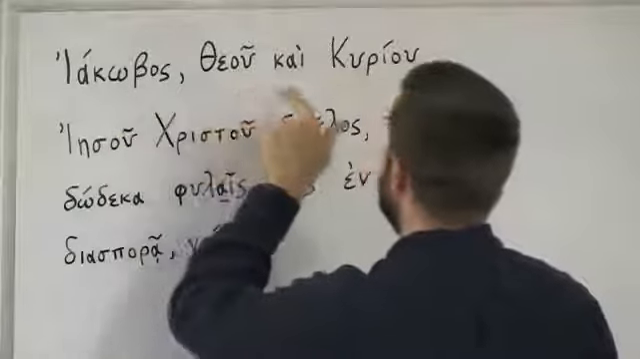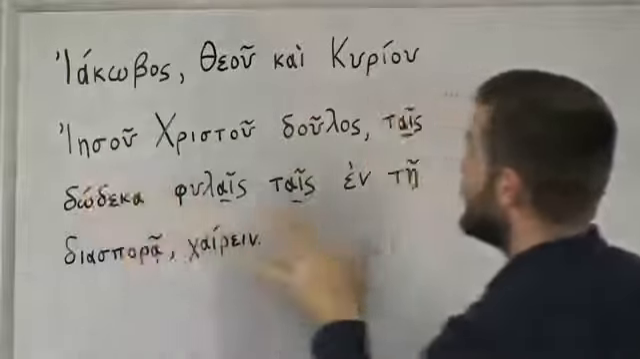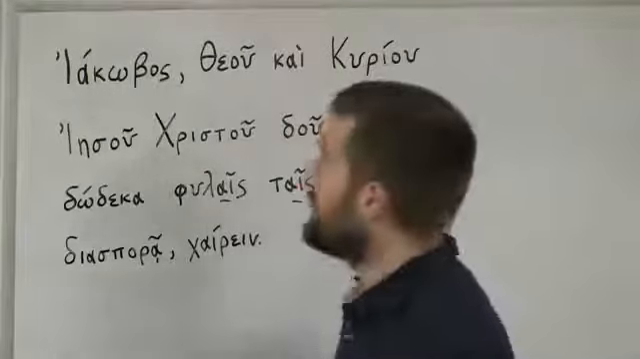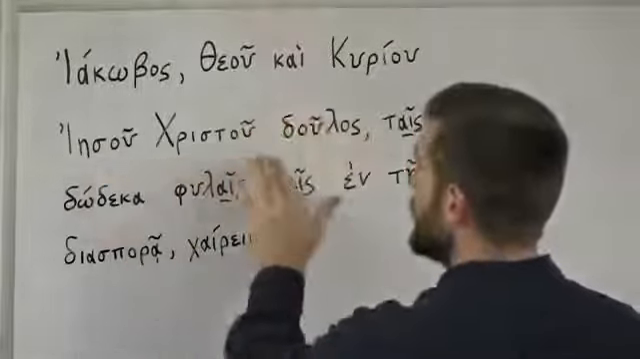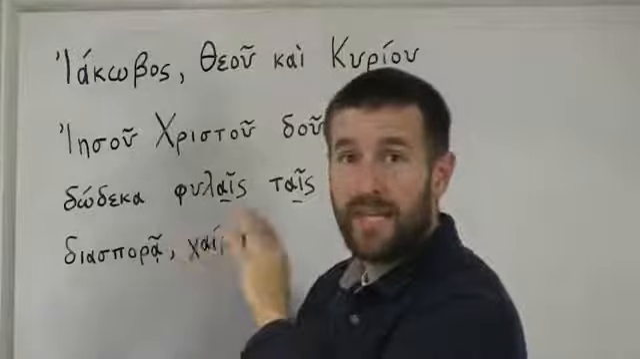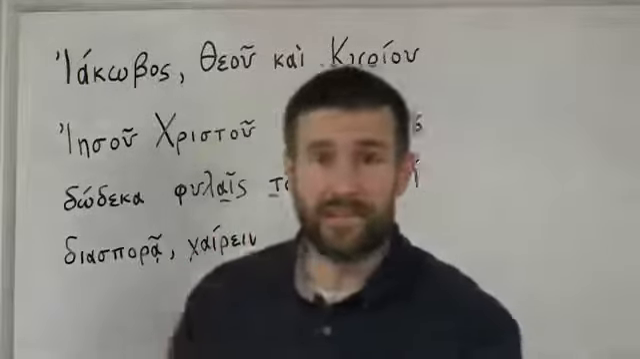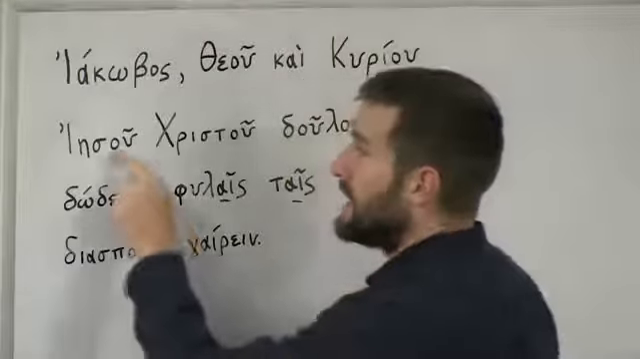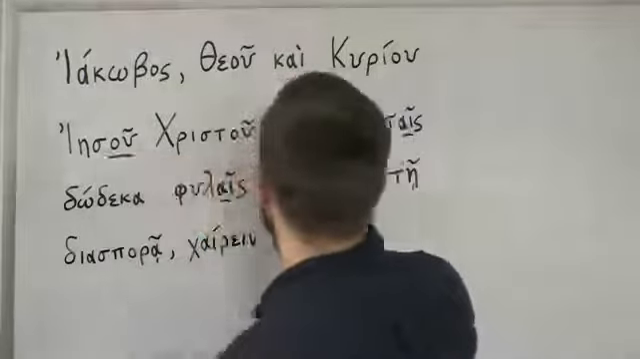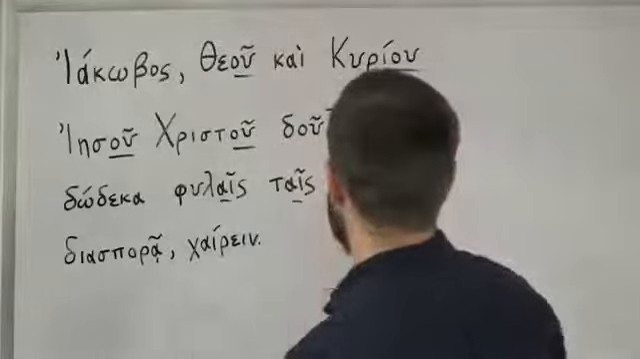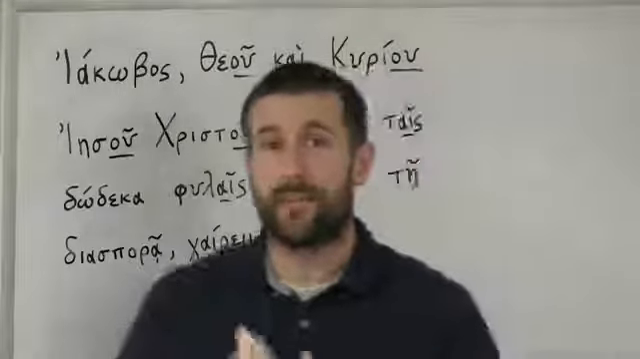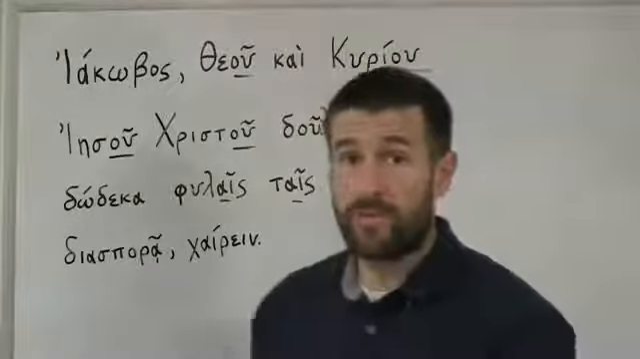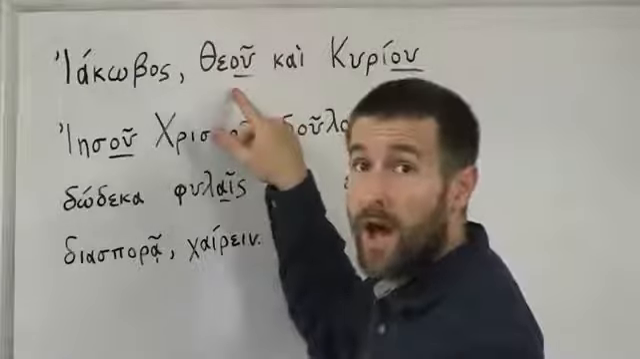Yakovos, Theou ke Kyriou, Isou Christou doulos, tes dodeka philes, tes enti diaspora, cherin. All right? So, Theou ke Kyriou Isou Christou should stand out to you right away as being in the genitive case. If you don't know what the genitive case is, go back over the lesson from Mark 1:1, where we saw those masculine singular genitives that ended in this omicron upsilon ending, that telltale sign of the genitive case. And if you remember, the genitive case is either possessive or it corresponds to our English preposition "of," all right? So, theos means God, theou means of God, all right?